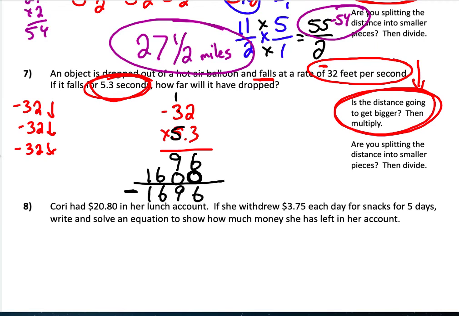Add it all up. And now I have to put my decimal in my answer. Well, there's one decimal place in my problem, so I'm going to come over one spot in my answer. And I get an answer of 169.6 feet. And it's going to be a negative because we were falling.